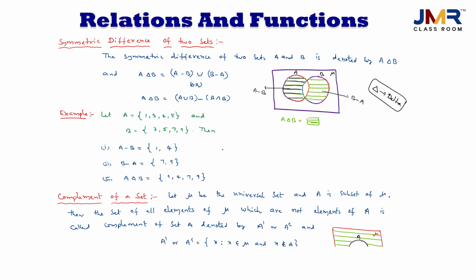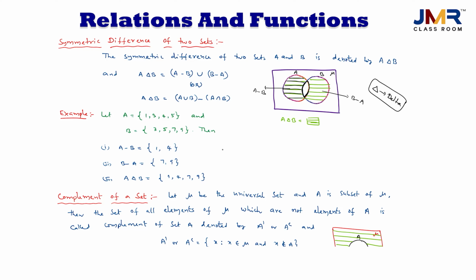A union B means the total part. There you have to separate the common part. This common part is A intersection B. If you separate this common part from the total A union B, that is also the same as A delta B. So A delta B has two formulae. One is A minus B union B minus A, and the other is A union B minus A intersection B.